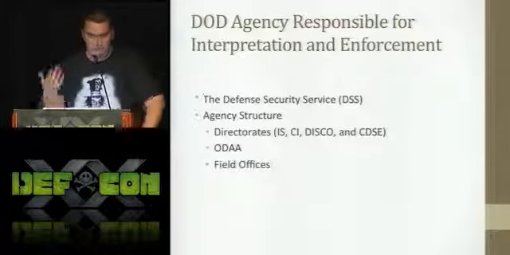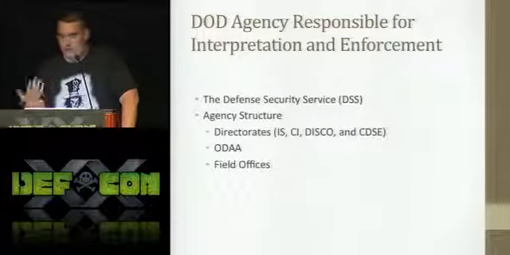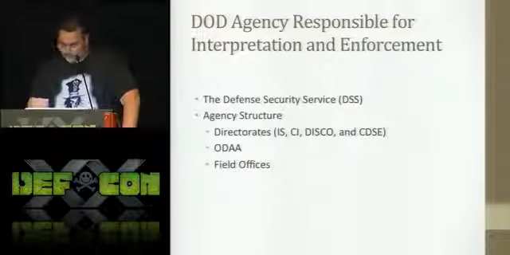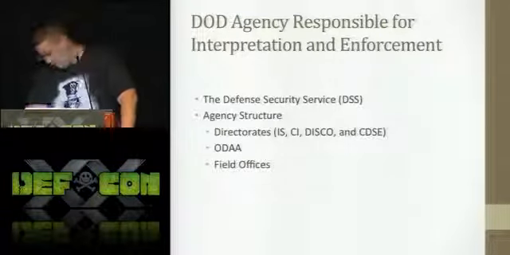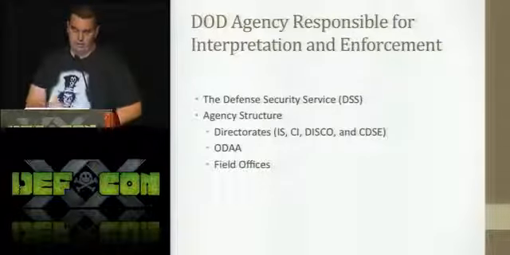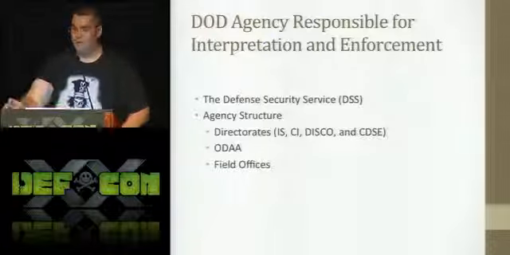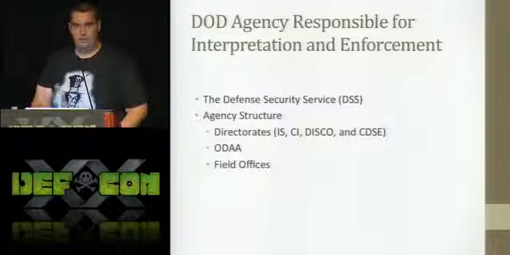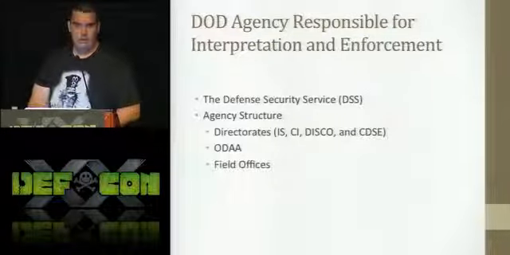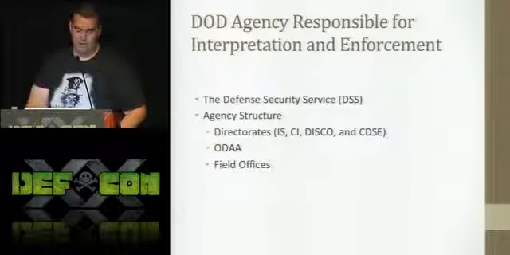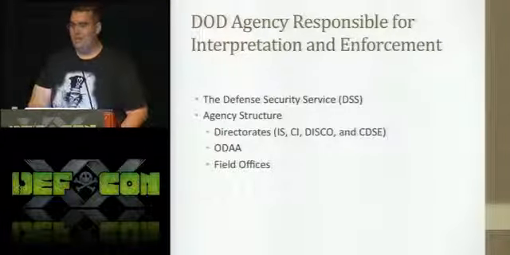So starting with the structure of the agency, there's four main directorates: IS, which is industrial security, CI, which is counterintelligence, DISCO, and CDSE. If you have worked in the classified world before and you have a security clearance and you're not in the government, you've gotten your security clearance most likely through DISCO. That's what most people know about DSS: hey, they did my security clearance, they did my background check, that's who they are. Well, the funny thing is it's only a small percentage of what they do.